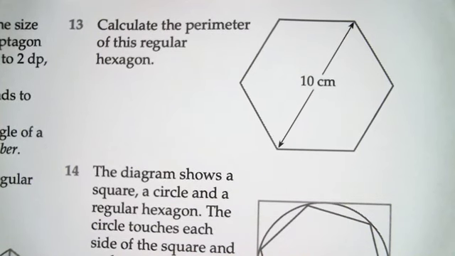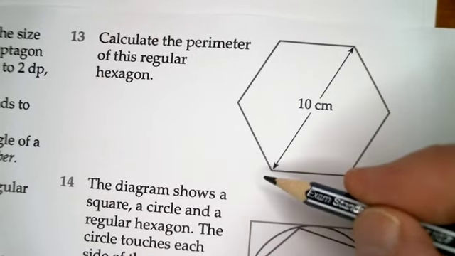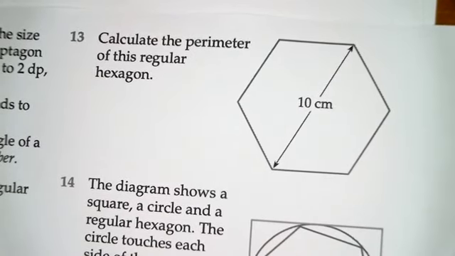Question 13 says calculate the perimeter, that's the distance around the outside of this regular hexagon. Well, we're told the regular hexagon has, I'll call it loosely, a diameter of 10 centimeters. But the great thing about a regular hexagon, of course, is it's made up of equilateral triangles. So let's have a look at this.